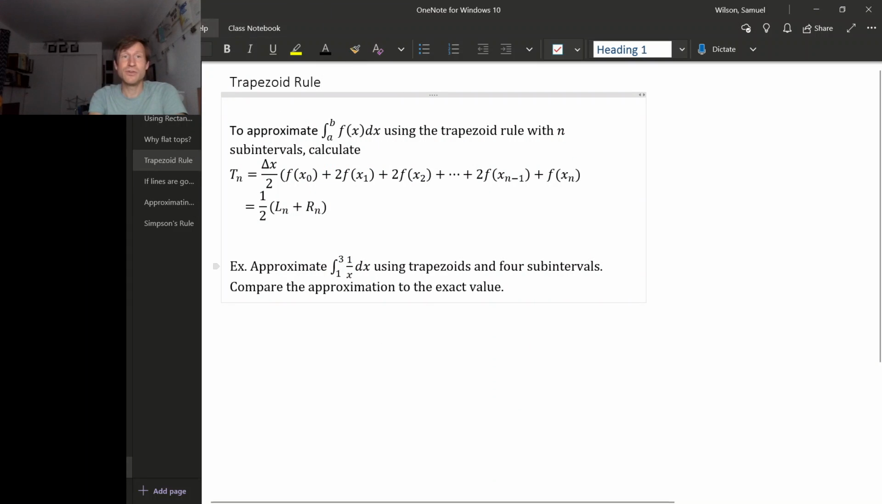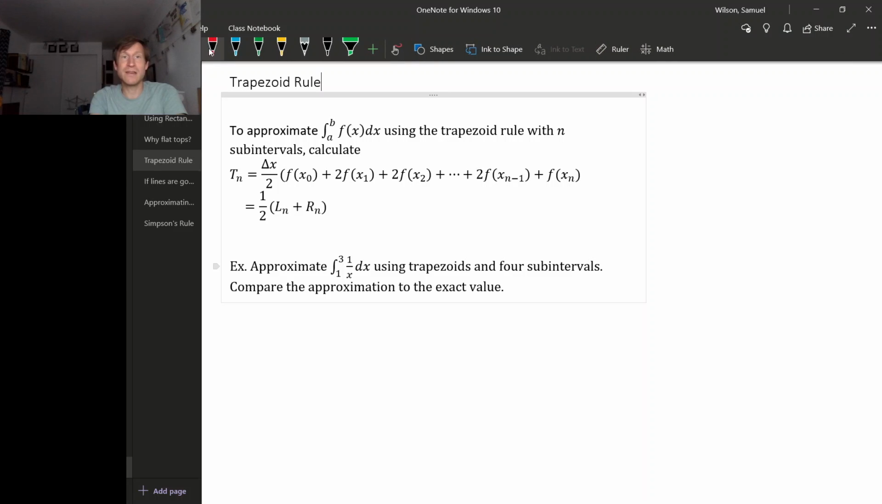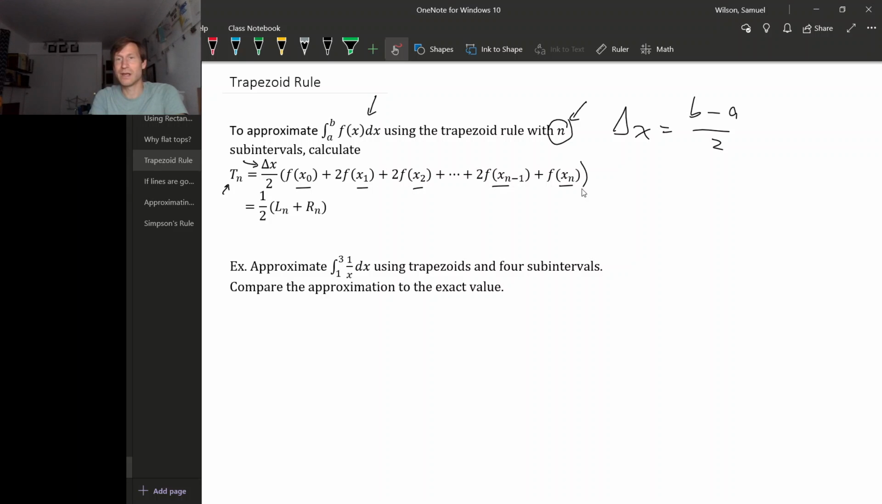In general, if you need to approximate an integral from a to b of f of x dx using the trapezoid rule, first of all you need to choose a number of subintervals, or a number of trapezoids, call that n, and then calculate this, often called T sub n, for trapezoids. Calculate what delta x is. Remember, delta x is b minus a over n. So delta x over 2, and then take the values from your data points, and the middle ones get multiplied by 2.